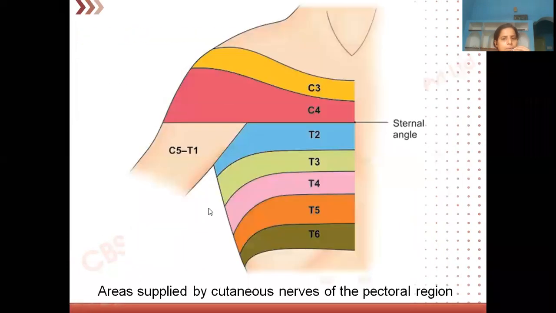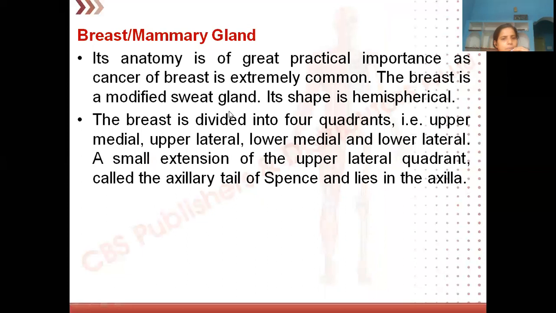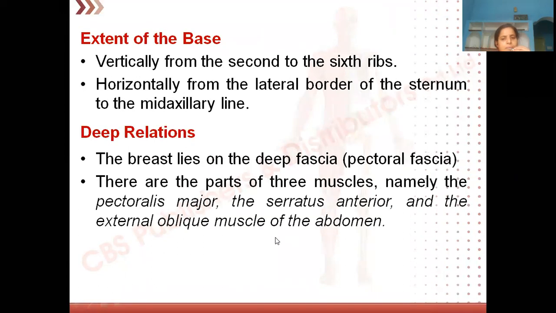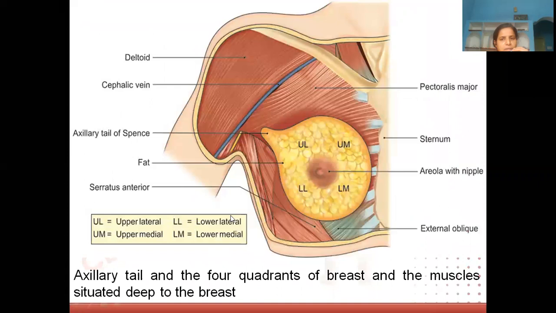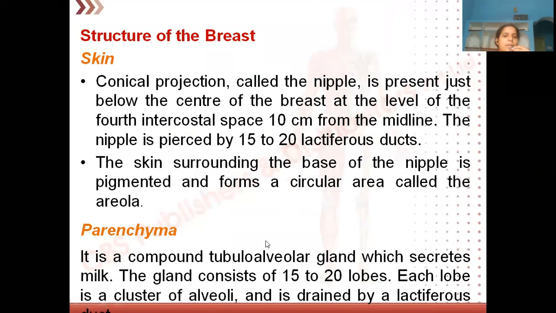Okay. So in breast, 4 quadrants we have seen. So upper medial, upper lateral, lower medial, lower lateral. Extent, relations, everything I told you. In fact, you can see muscles also here. This is pectoralis major. Here you have the external oblique aponeurosis. What is the name of this muscle? Serratus anterior. Okay, so this is all forming the mammary bed.